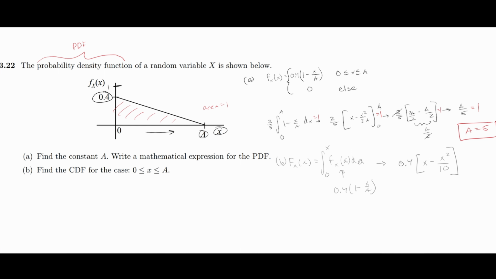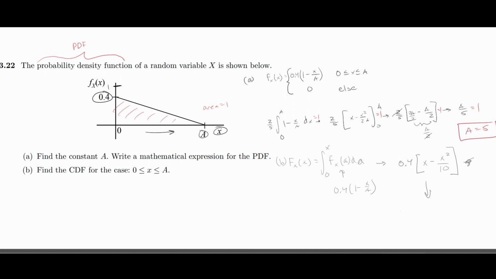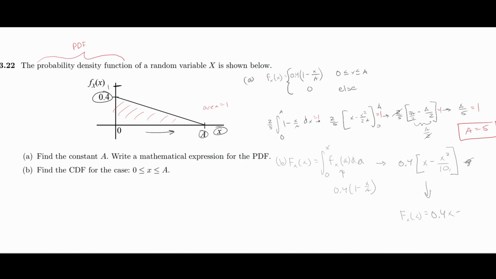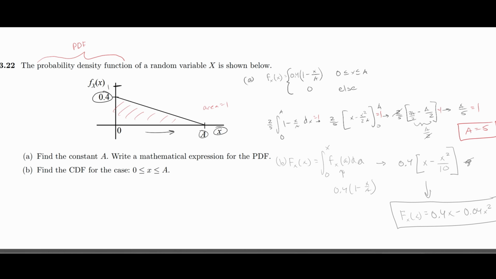If we wanted to, we could factor our 0.4 in and fully write it out as, actually we'll write it down here. The uppercase F of x is equal to, again factoring this in, 0.4x minus, if we're dividing this, the decimal comes over here, we'll have 0.04x squared. And that's how we would solve for the CDF of this.